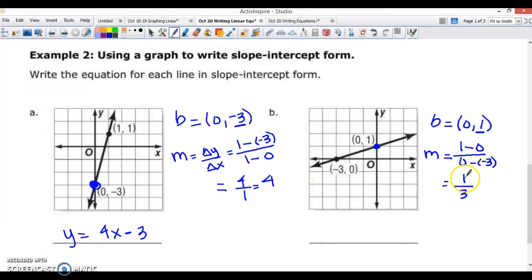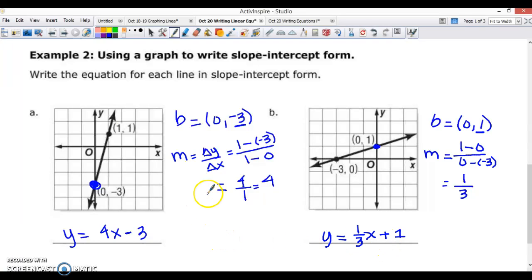All right, so now that I know my slope and I know the y-intercept, I can write the equation. y equals 1/3 x plus 1. This gives us the equation of the line. That's what we're looking for, the equation of the line.